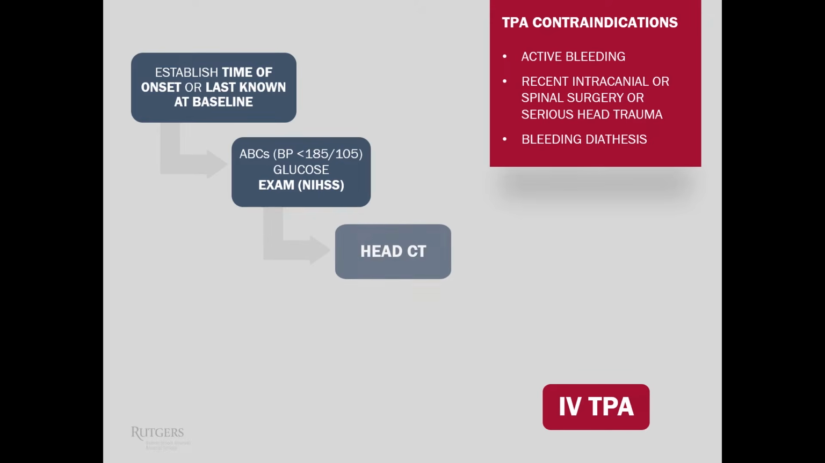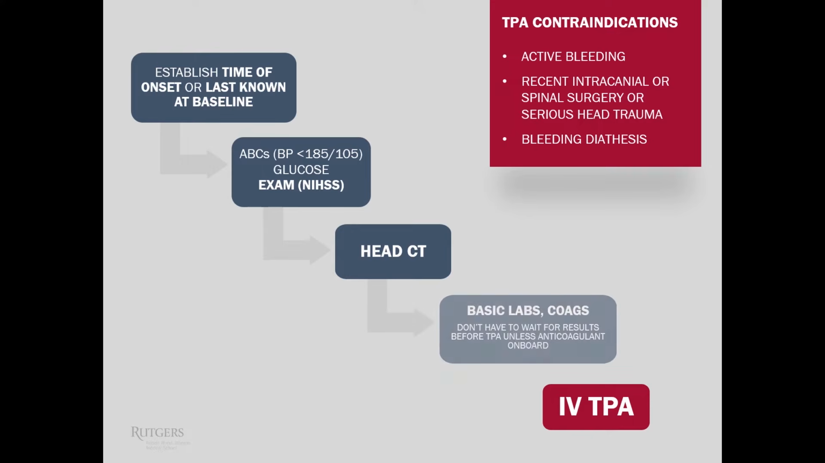So the head CT can exclude intracranial hemorrhage. But if there's acute internal bleeding, giving a thrombolytic that activates plasminogen and lyses clots is not a good idea. If a patient has a condition that predisposes them to bleeding, for example, full-dose anticoagulation, IV TPA is contraindicated as well. Please note that although labs are typically sent during the stroke code, we don't have to wait for results to treat the patient unless there's a history or suspicion of coagulopathy.